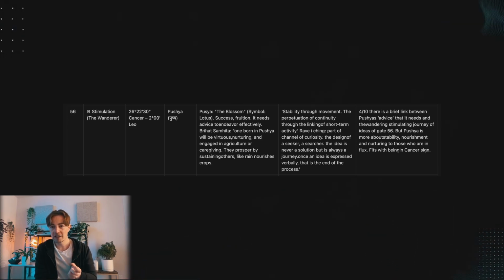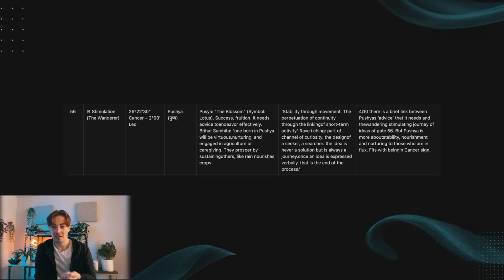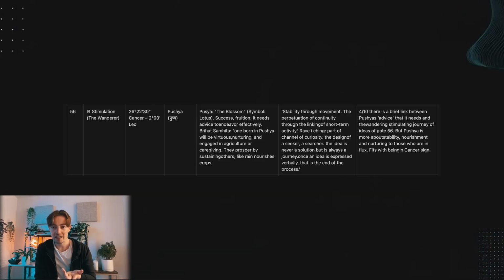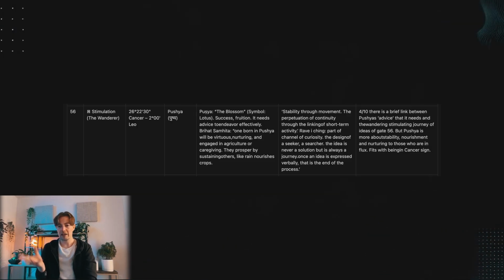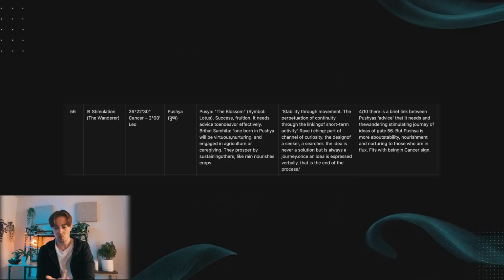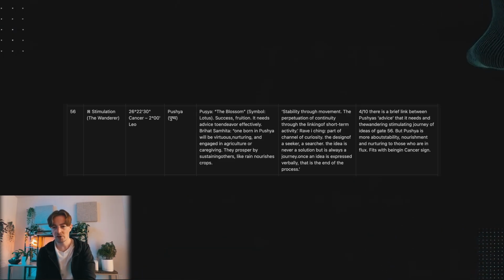There's a brief link between Pushya's advice that it needs, and the wandering and the stimulation of gate 56. That's kind of a real stretch, though. Pushya is more about stability, nourishment, and nurturing. And it fits with being in the tropical sign of Cancer, definitely, because that's a sign ruled by the moon, nurturing.